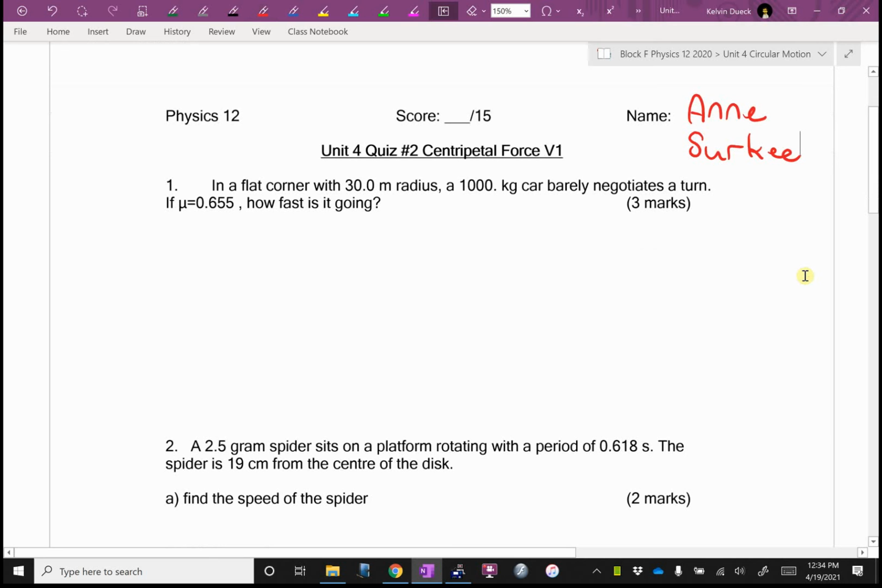Number one, in a flat corner with 30-meter radius, a car barely negotiates a turn. If the coefficient of friction is 0.655, how fast is it going? So we said part of the tricky part was doing a good free body diagram. I found it worked better to do a front view.